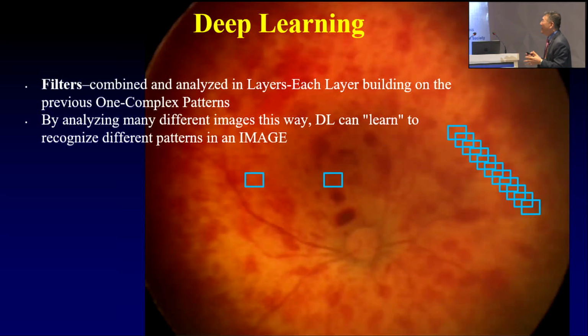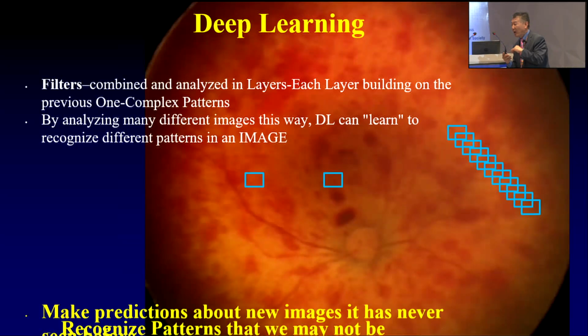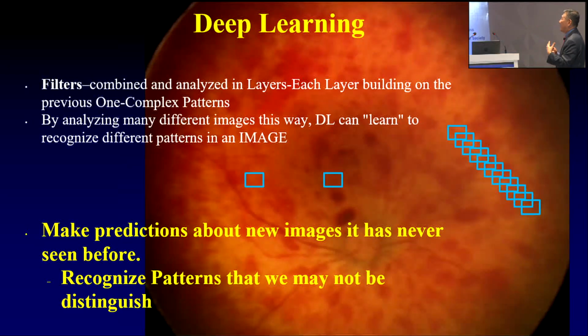And then by analyzing many different images this way, you can start to recognize patterns that it has never seen before. And on top of that, you can recognize patterns that we ourselves cannot recognize. For example, males and females. I can't do that. I don't think anybody here can. But it can start to identify things that we just don't recognize.